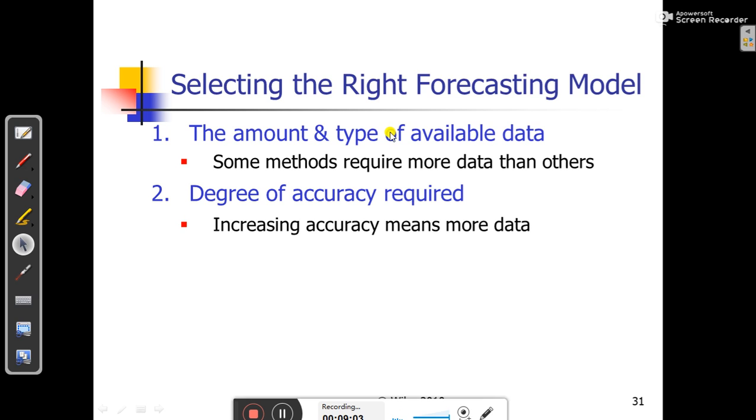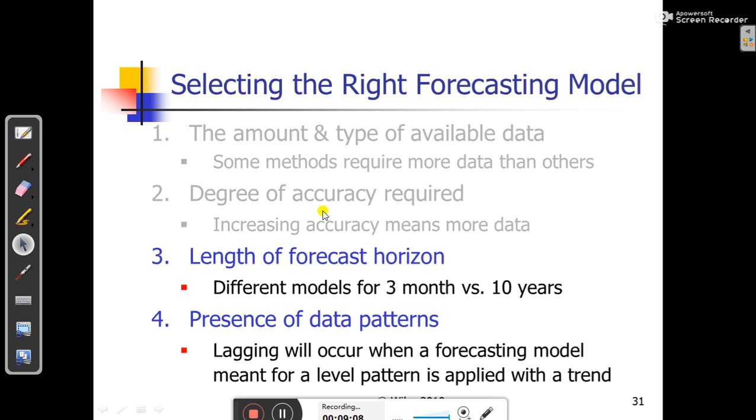So anyhow you need to find out the degree of accuracy and relevancy of that accuracy level, and also the length of the forecast horizon. Different models for 3 months versus 10 years. Obviously if you are going to forecast something for 3 months, then the equation or the model should be different, and if you are going to forecast something for 10 years, then your equation might be different. And also presence of data patterns. If there are some patterns available in the data, then it is important to choose different models with respect to that information. Lagging will occur when a forecasting model meant for a level pattern is applied with a trend.